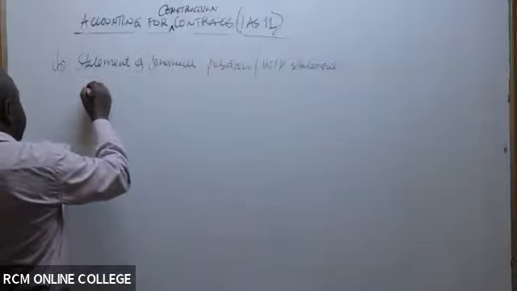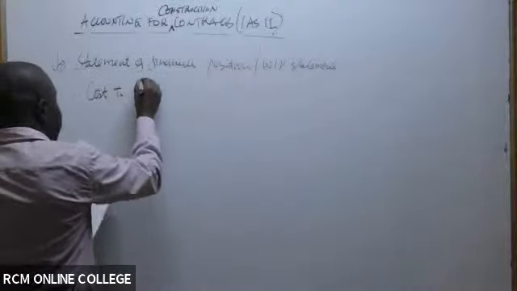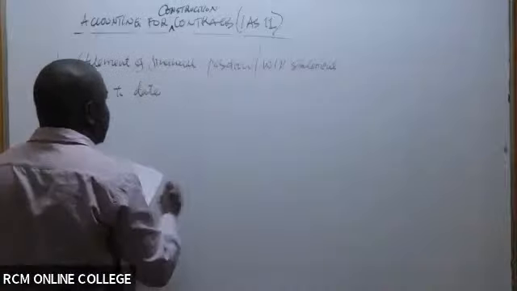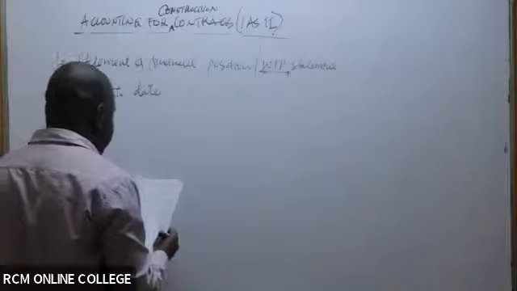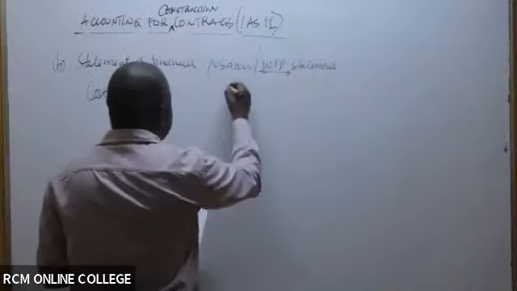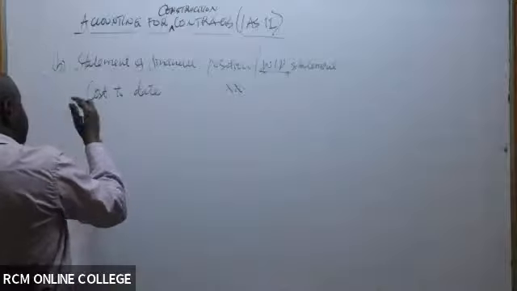But now in this case, how you present it, you start with the cost to date. You start with the cost to date because you want to get majorly this one, which is one of the main objectives we are accounting for in this kind of contract. So you get the cost to date. Then you add gross profits.